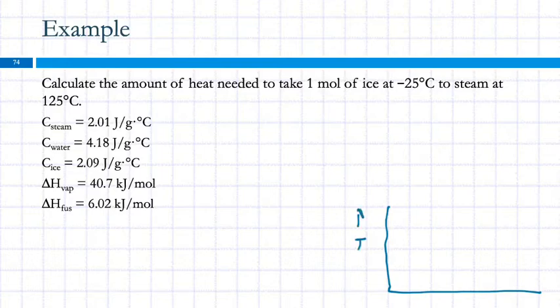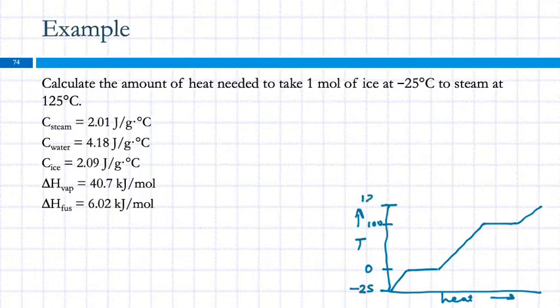So here's the temperature, and here's heat being added. Here I'm starting with ice at minus 25. As I heat up the ice, the temperature will increase until it starts to melt. For water, that's going to be 0. At that point, it's going to keep melting until it's all liquid. Then the temperature can go up again until it starts boiling. It boils at 100. Then the temperature can increase again, and we're going to end up at 125.